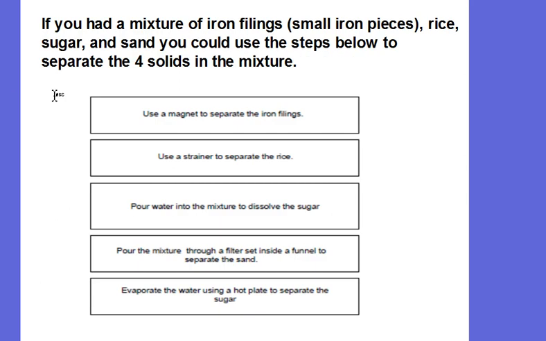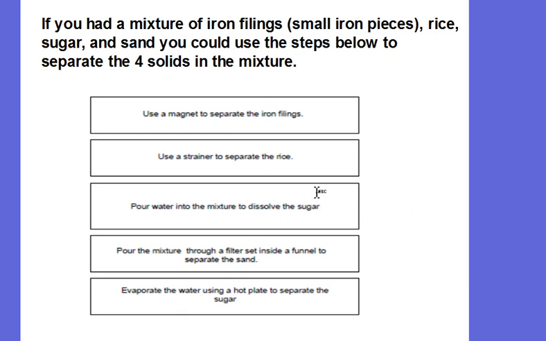If you had a mixture of iron filings, which are little iron pieces, rice, sugar, and sand, you could use the steps below to separate the four solids in the mixture. The last thing you want to do is the water, because that's going to make everything clump together. First, you would use a magnet to separate out the iron. Now what you're left with is rice, sugar, and sand. Rice is bigger than sand and sugar, so you can use a strainer to separate out the rice. So now you've got a mixture of sand and sugar.